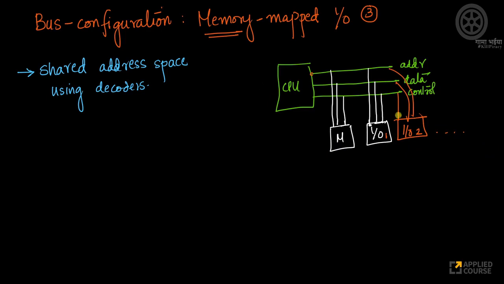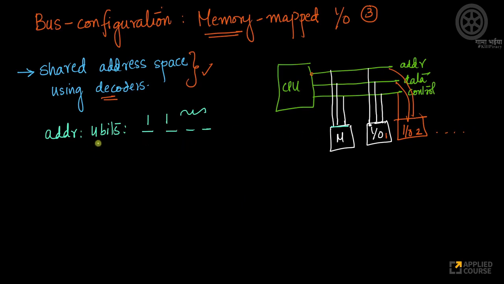Now, obviously, how do you solve the problem? We can solve it by using something called a shared address space, and for that we will use decoders. Let's see how it works. Let's assume my address is 4 bits, just for simplicity as an example. I could say that whenever the first 2 bits are 1 1, it corresponds to IO devices.